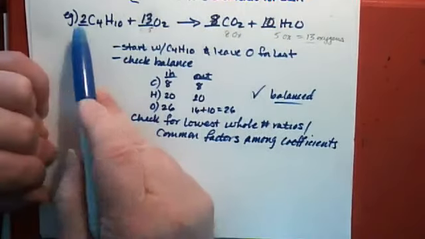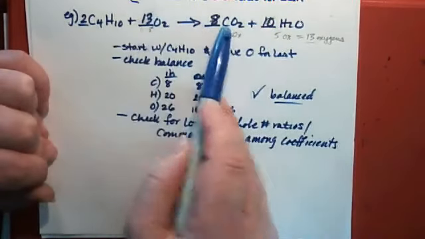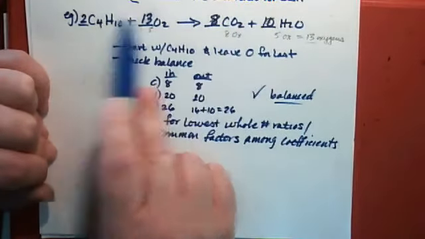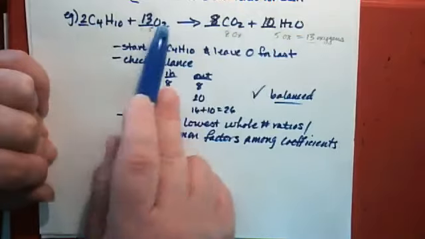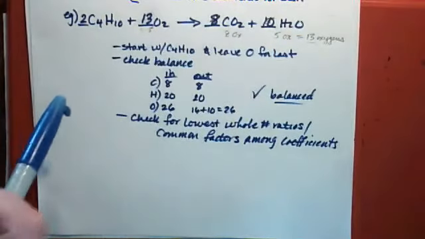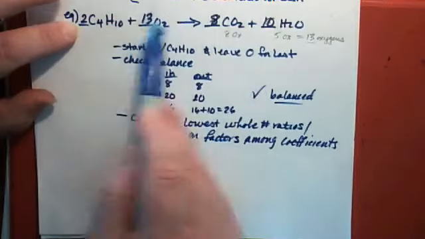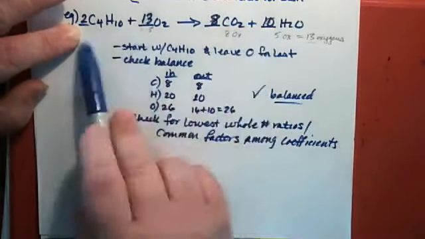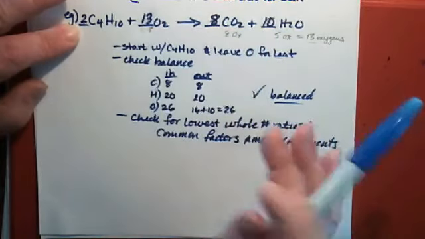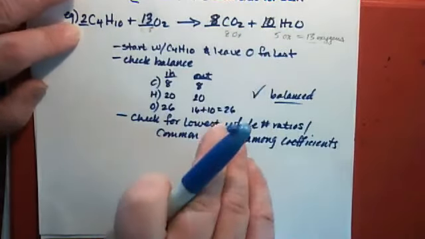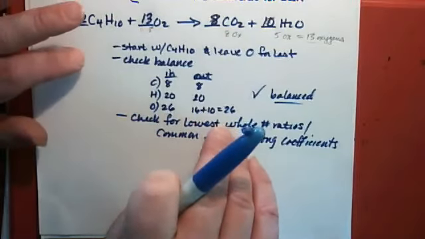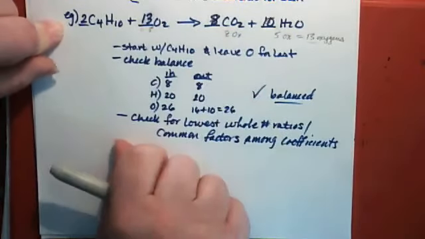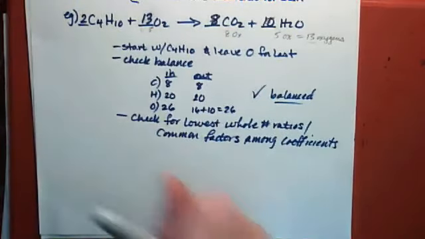And if you look at the coefficients, 2, 13, 8, and 10, there are no common factors there. So this is the lowest whole number ratio of those coefficients possible. If this, say, were 2, 14, 8, and 10, then they would all be divisible by 2. And if they're all divisible by 2 or any other number, then you should do that. And you'll get lower whole numbers and it'll still be balanced. But in this case, this is the properly balanced equation, 2, 13, 8, and 10.